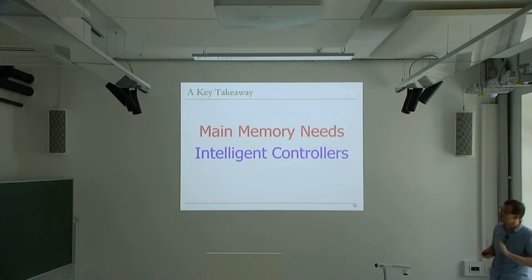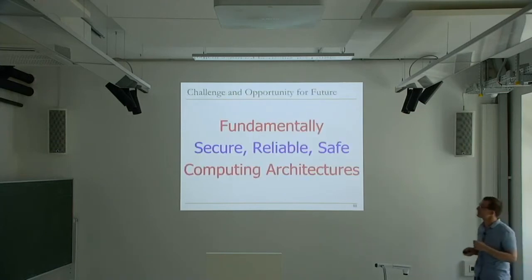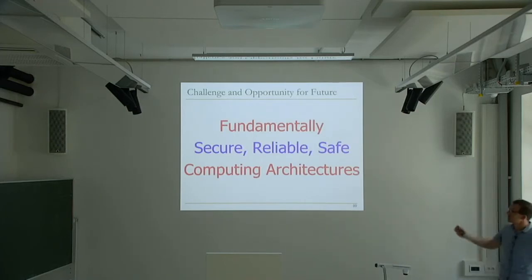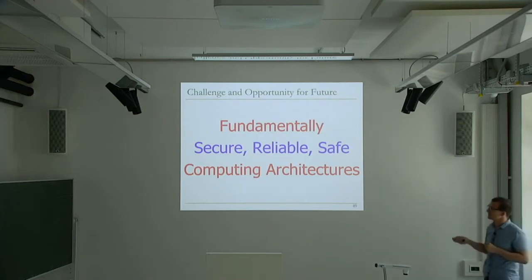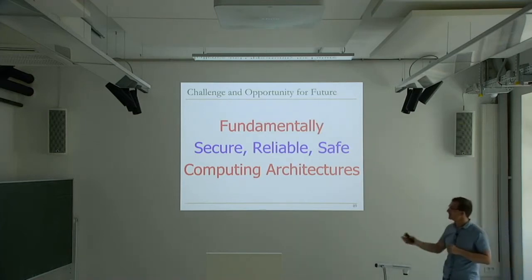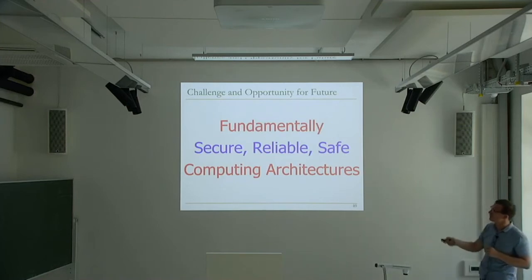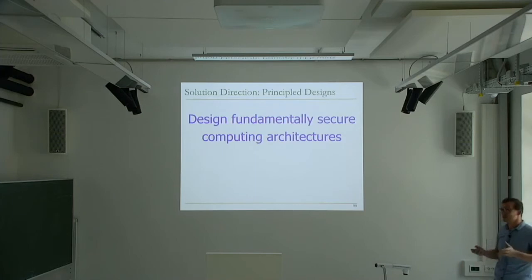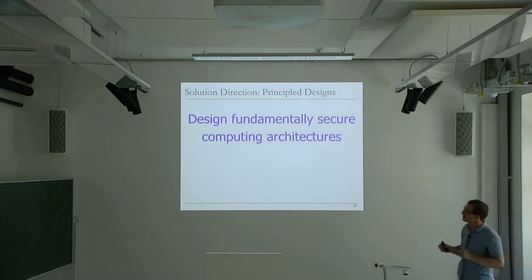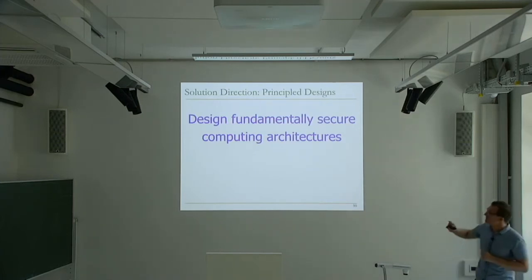We're going to talk about this more tomorrow and make things even more intelligent. But I think there is a huge challenge and opportunity for the future that's beyond intelligent memory controls. We want really fundamentally secure, reliable, and safe computing architectures, especially with things like Meltdown and Spectre. This is becoming more and more important going into the future. And I don't have time to talk about Meltdown and Spectre, but they're also fascinating. So let me talk about one of the solution directions.